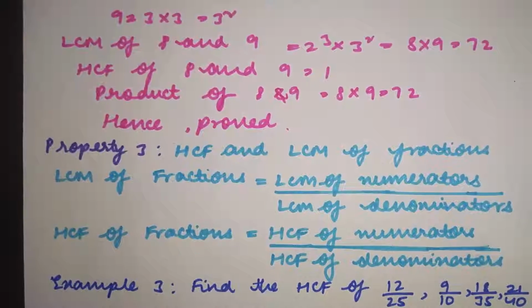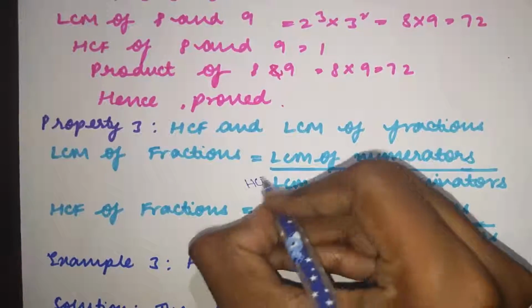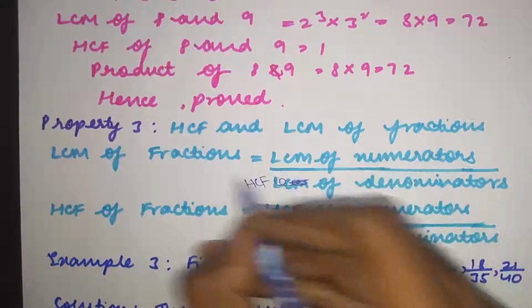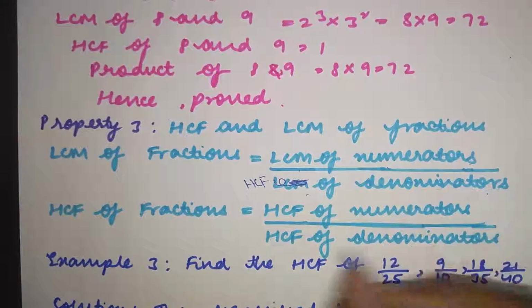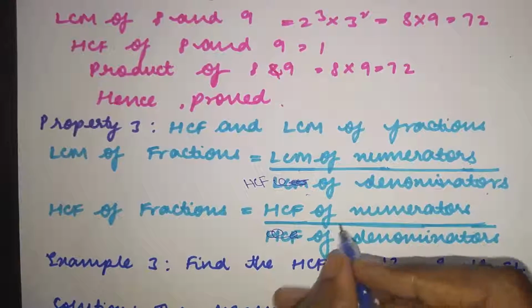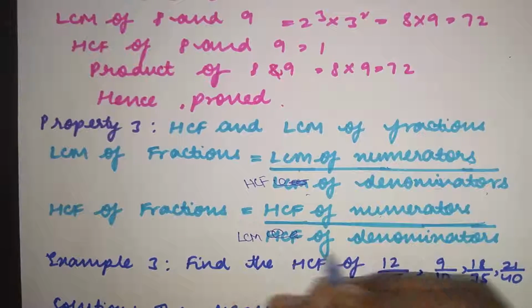Sorry, that's actually wrong. LCM of fractions is LCM of numerators divided by HCF of denominators, and HCF of fractions is HCF of numerators divided by LCM of denominators.